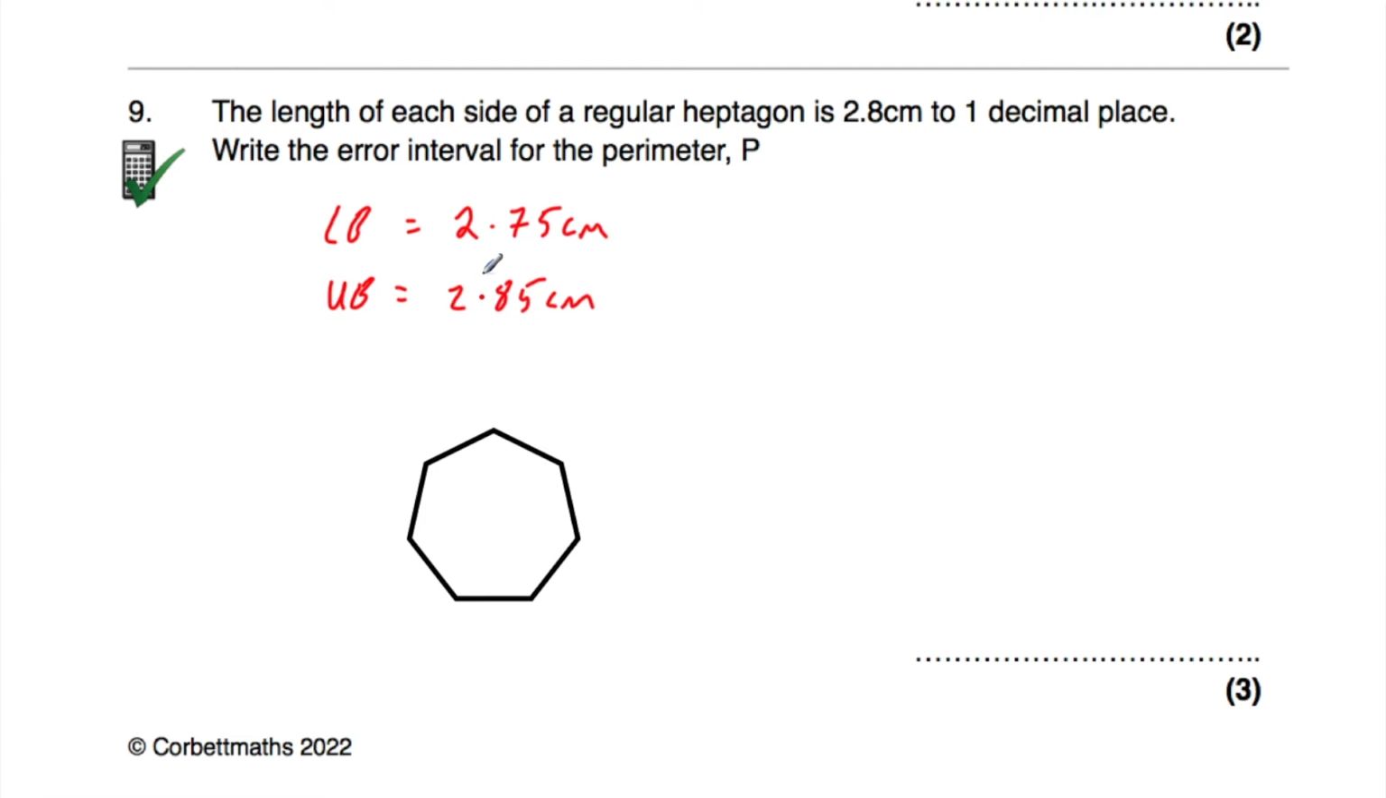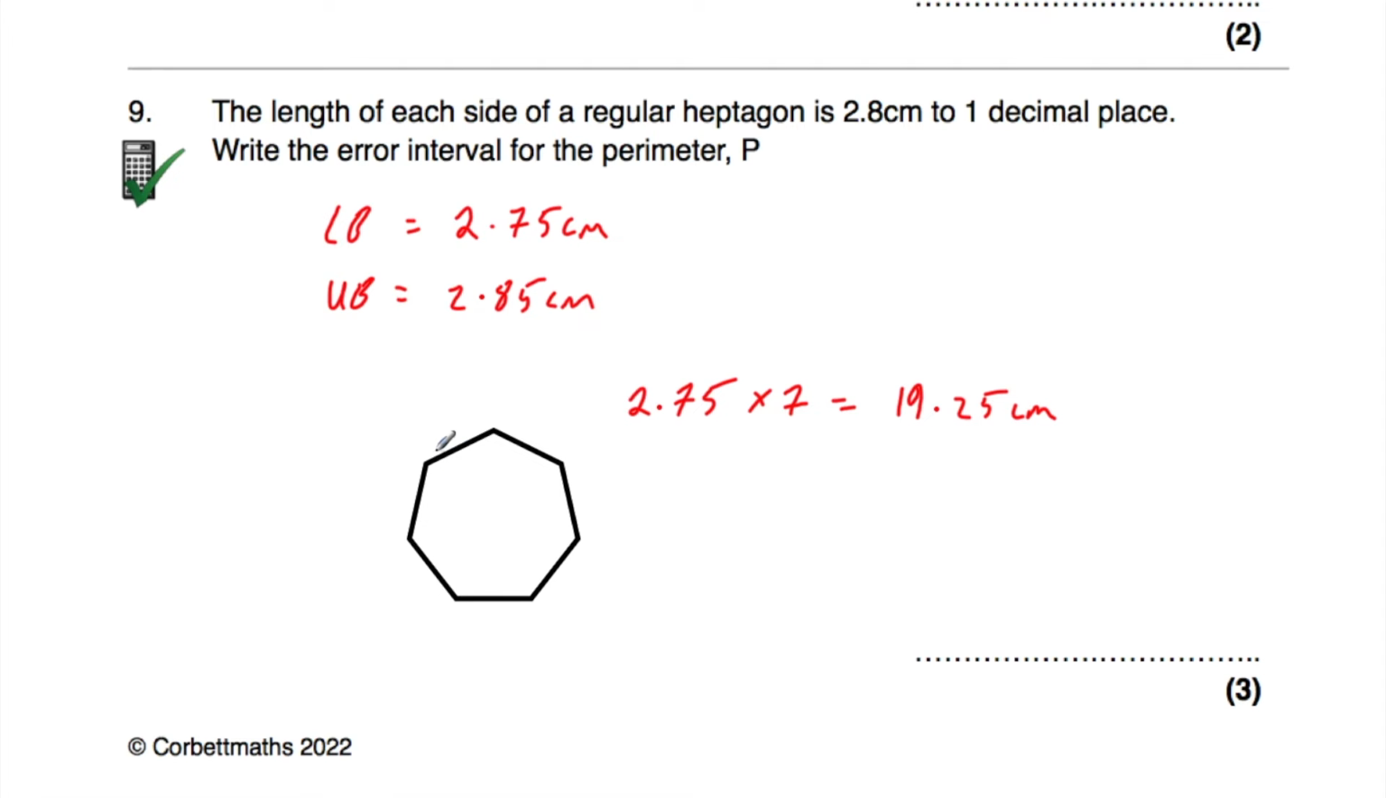So let's consider the lower bound to begin with. If we consider the lower bound, the length of each side would be 2.75 centimeters, 2.75 centimeters, 2.75 centimeters, all the way around the regular heptagon. So if we just do 2.75 multiplied by 7, that'll give us the lower bound for the perimeter of the regular heptagon. 2.75 multiplied by 7 is equal to 19.25 centimeters. So that would be the lowest possible perimeter of the regular heptagon.